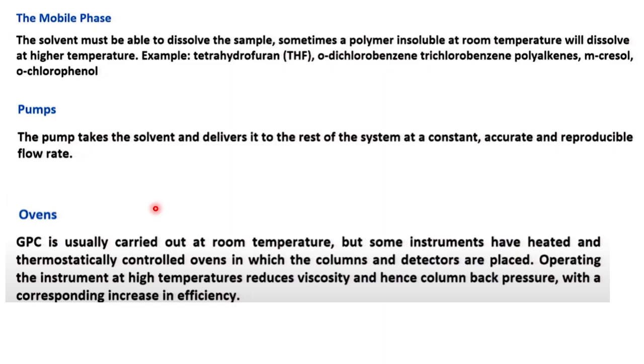Whenever a sample is not completely soluble at room temperature in a specific solvent, in that case you must heat it up. GPC is usually carried out at room temperature, but some instruments have a heated, thermostatically controlled oven coupled with the GPC instrument, in which columns and detectors are placed. Operating the instrument at high temperature reduces the viscosity of the solution, and hence column back pressure is reduced and it increases the efficiency of the separation.